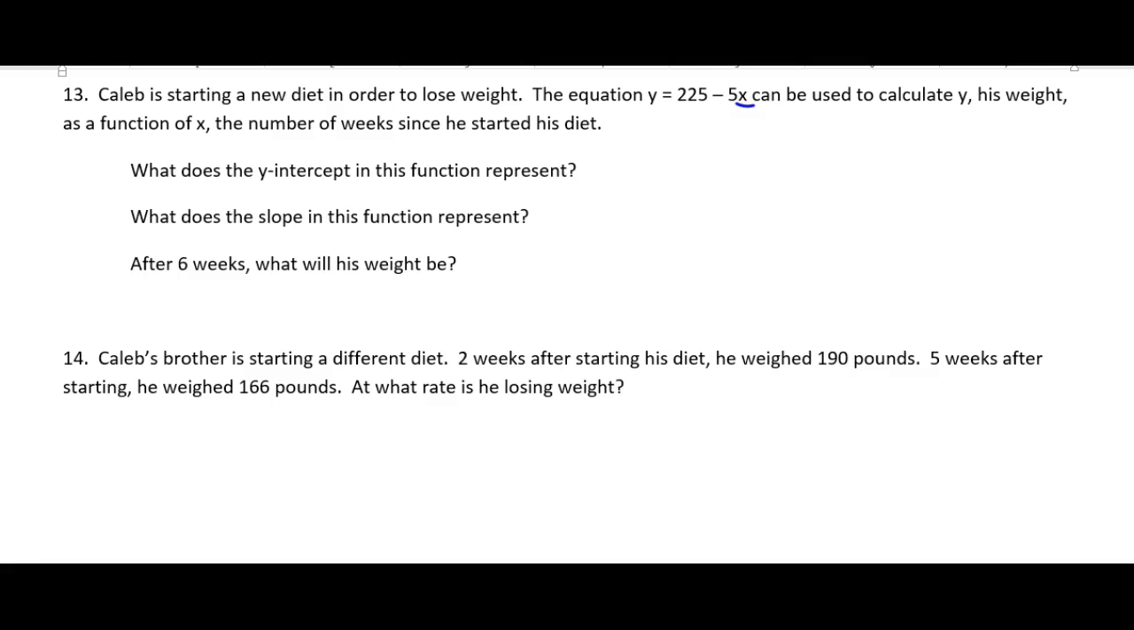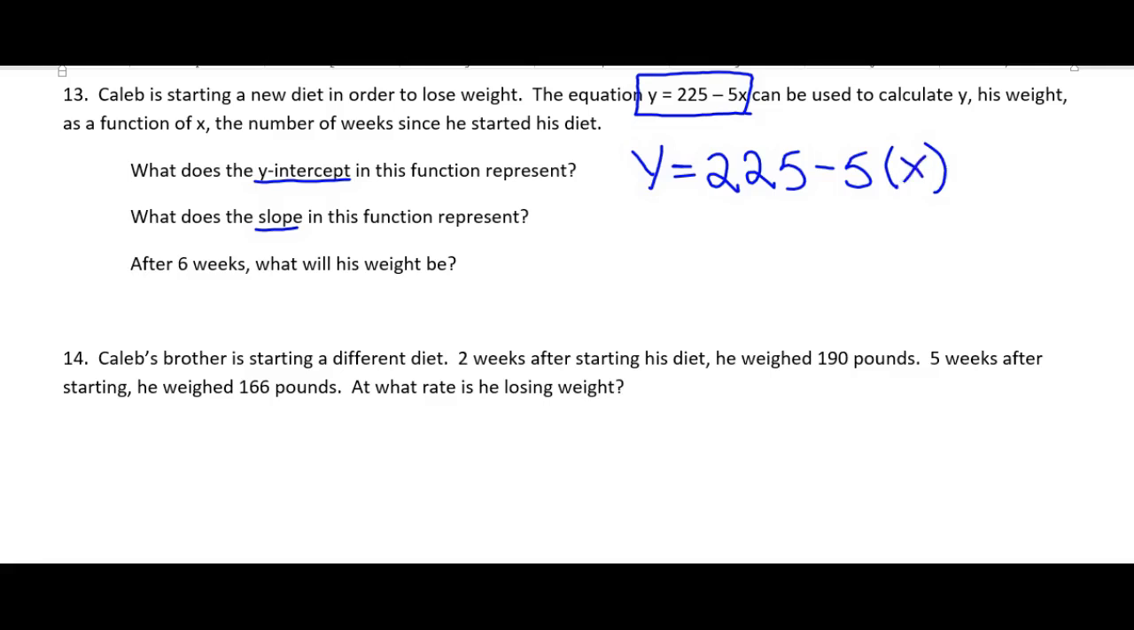So they want to know what the y-intercept is representing and what the slope is representing. So if you look at this equation, kind of analyze what's going on there. His weight is starting at 225 pounds. Every week he's losing 5 pounds. So minus 5 times however many weeks he's been on his diet. So that's what the equation is. 225 would be his starting weight.